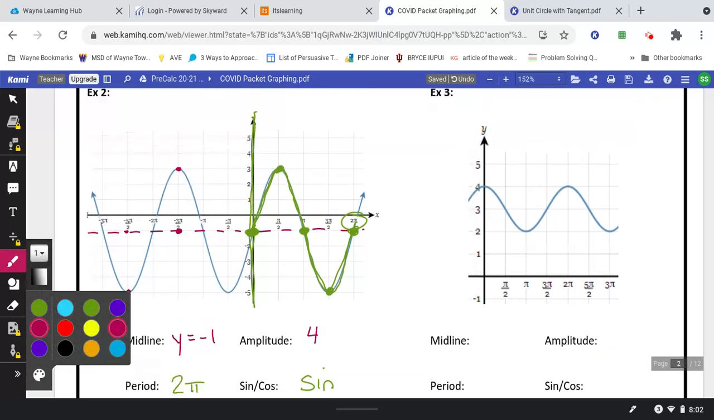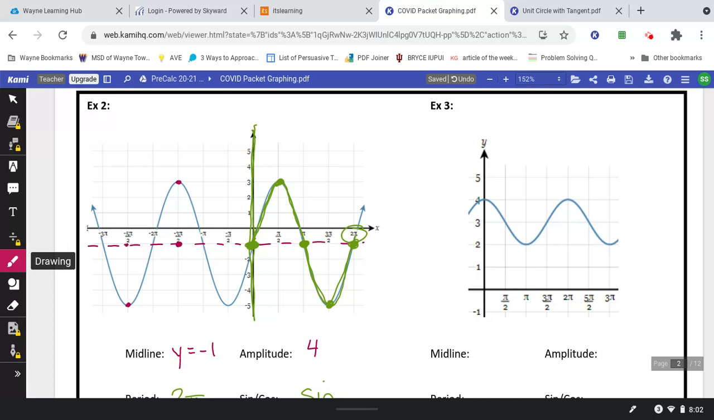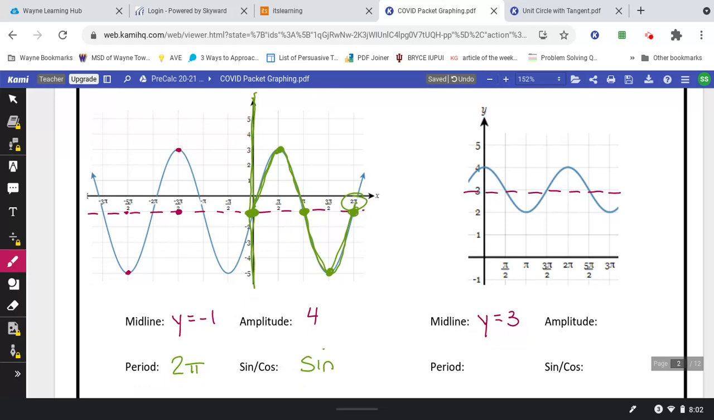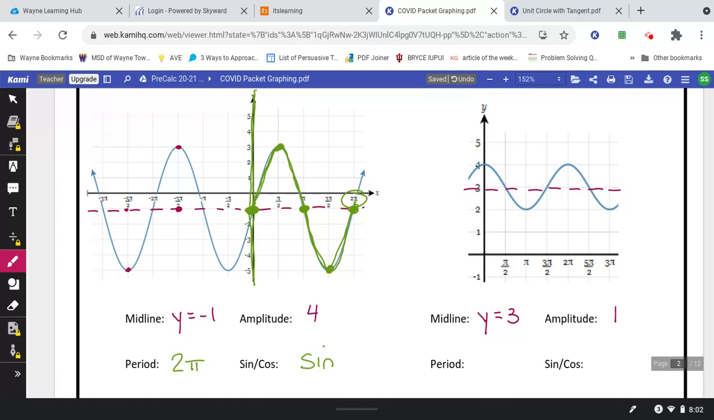Let's move on to example number 3. The midline right here would be at 3, so y equals 3. You can draw that dashed line if you want, but you don't have to. Amplitude is how tall that wave is, above the midline and below the midline. That would be just an amplitude of 1. The highest it goes is 4, the lowest it goes is 2, and your midline is 3.